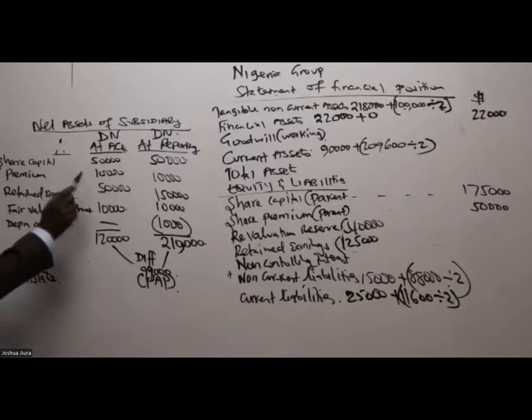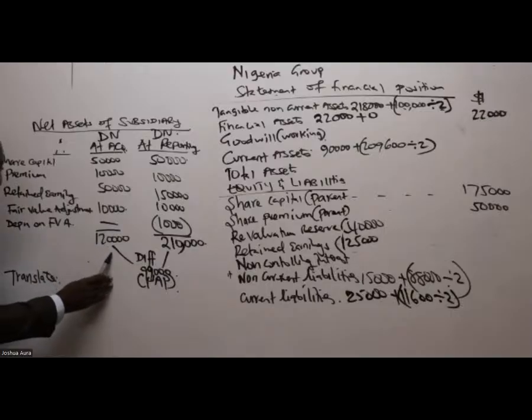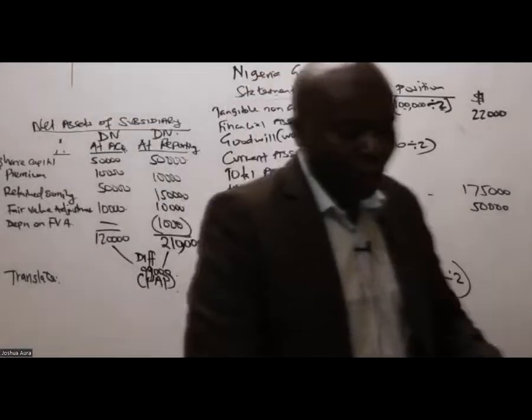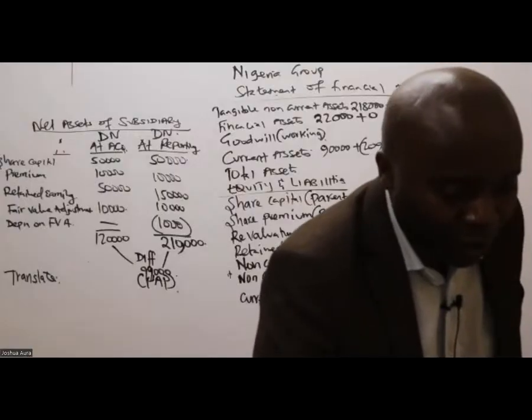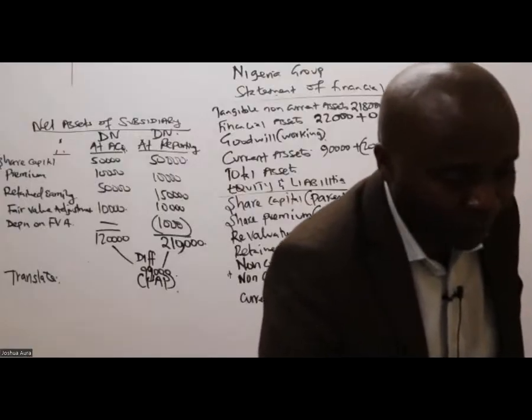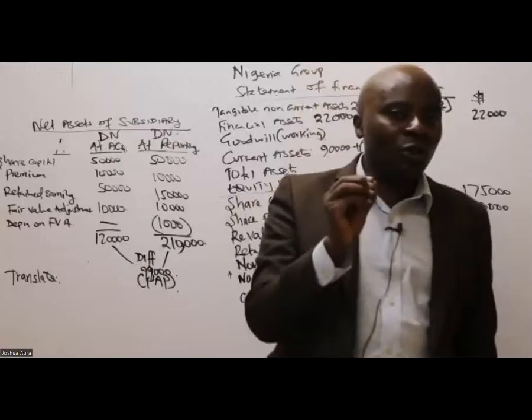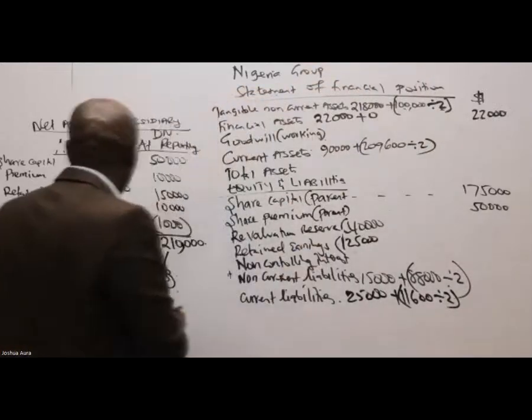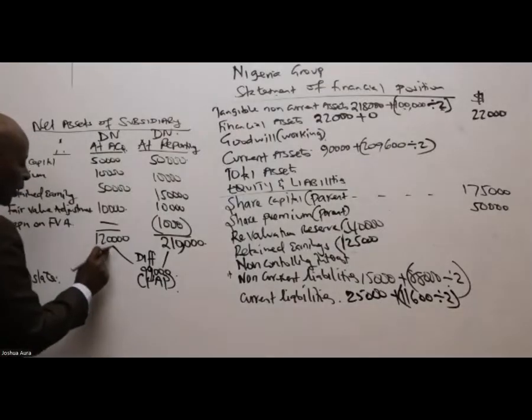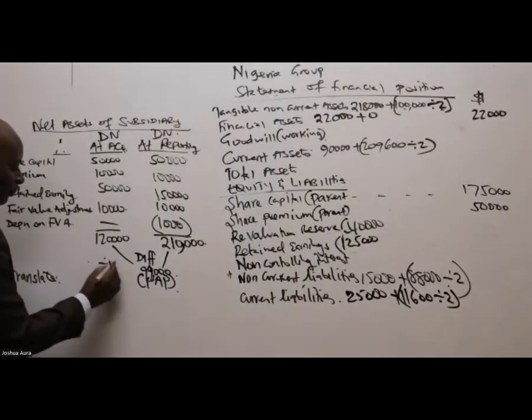So remember, these are net assets at acquisition. So at acquisition, please use the acquisition rate. Do we have the acquisition rate? Oh, yes. Remember, we acquired this subsidiary at the start of the year. So the acquisition rate here is 4. So to translate net assets at acquisition, always use the acquisition rate. So this one, I'll divide by 4.